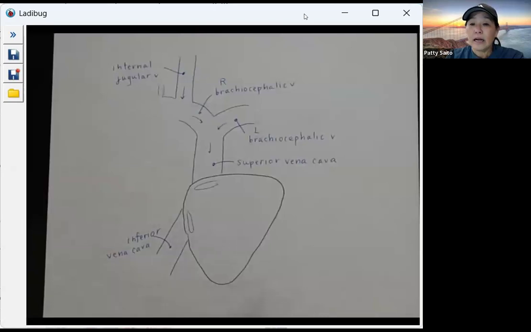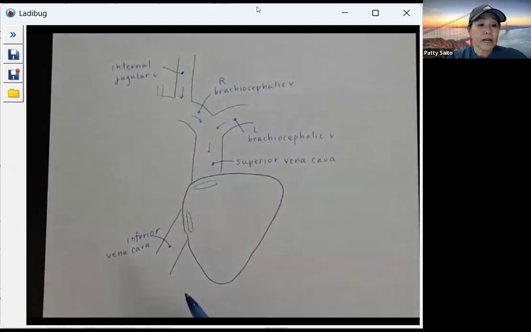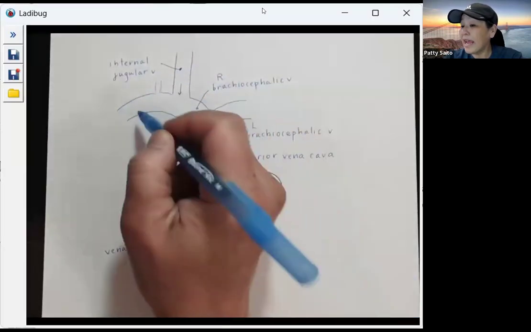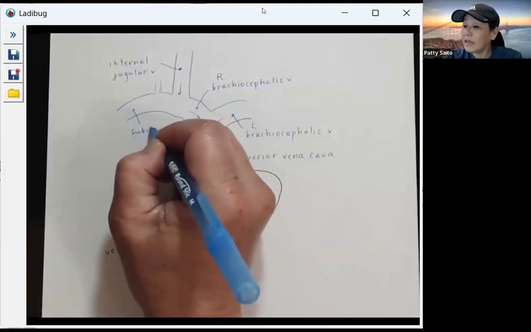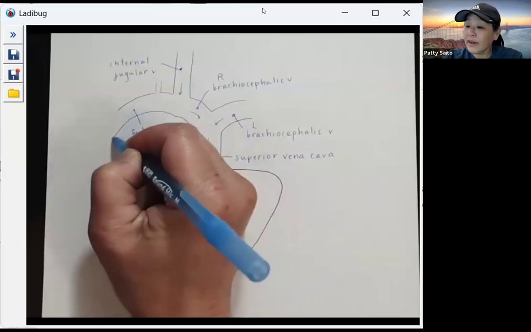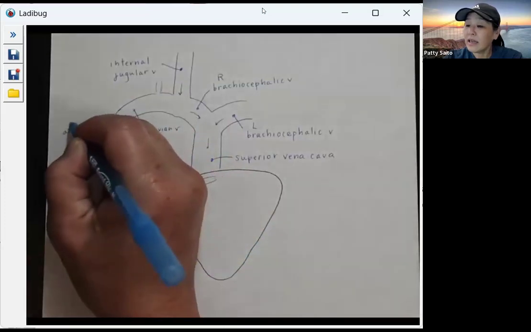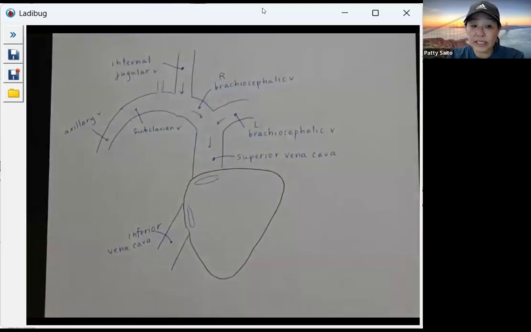All right. So now realize that after this, we will still have a subclavian vein. We'll have an axillary vein, which runs side by side with the arteries.